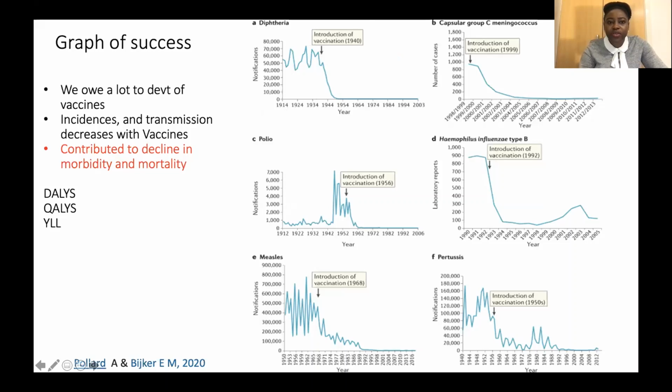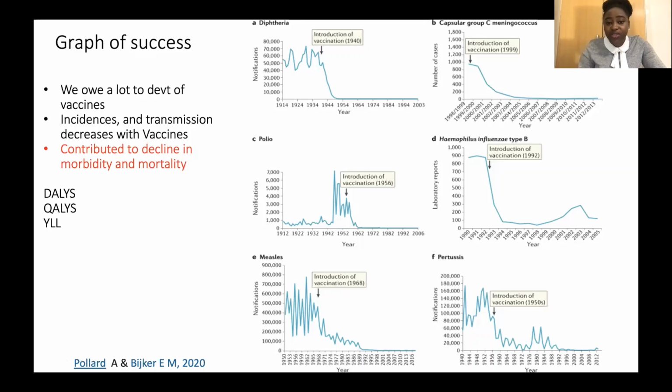We've got diphtheria. First, we can see how diphtheria was in the past, and now it has gone down, it's controlled. This is meningococcus C. We can see the graph. We don't have it, it's not of concern anymore. We can see polio, and you agree with me that Nigeria is one of the countries that has achieved eradication of polio.